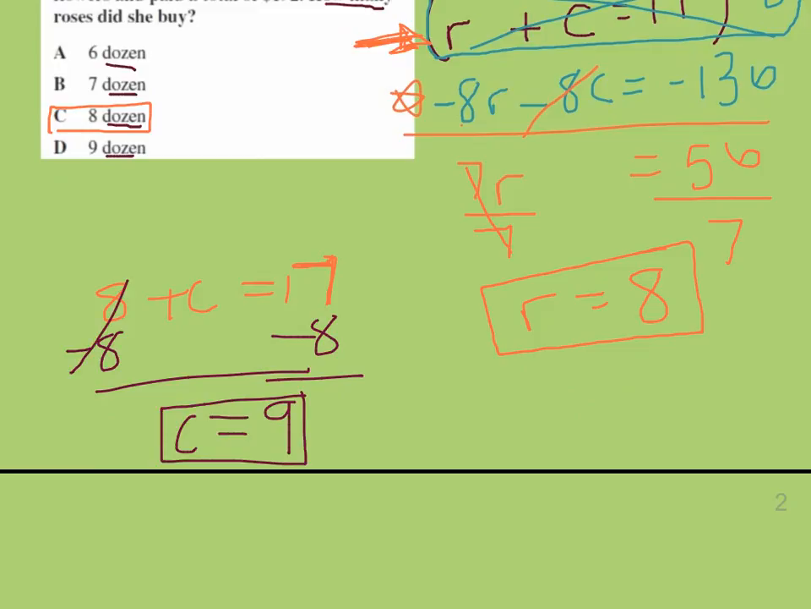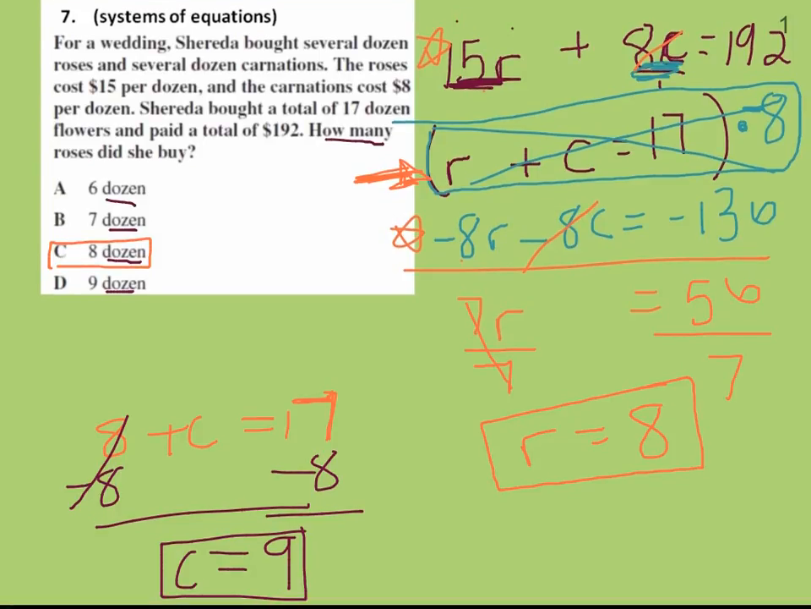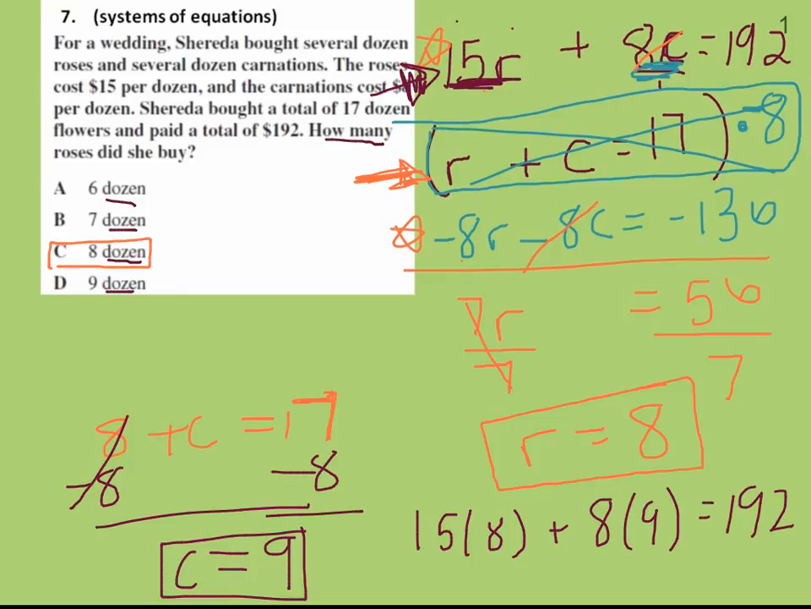So we can double check that by going into the other equation here and see if this ends up being right. So it's $15 for every dozen roses, so 15 times 8. This is going back to this equation here. So 15 times 8 plus $8 for every dozen carnations, so 8 times 9, should give us $192. Let's check and see if it does.